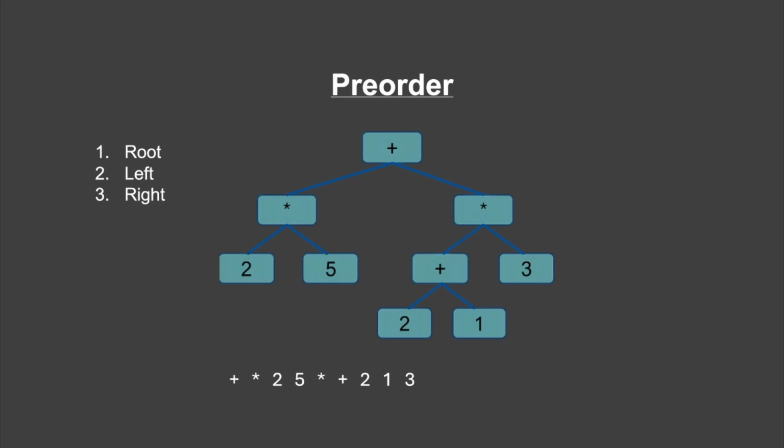Next is pre-order traversal. This time the rule is root, left, right. We visit the node first, then traverse its left and right subtrees. This generates what's called prefix notation, where the operator comes before the numbers.